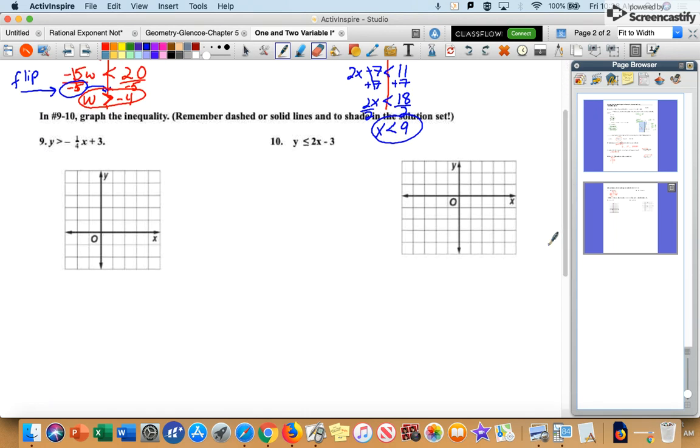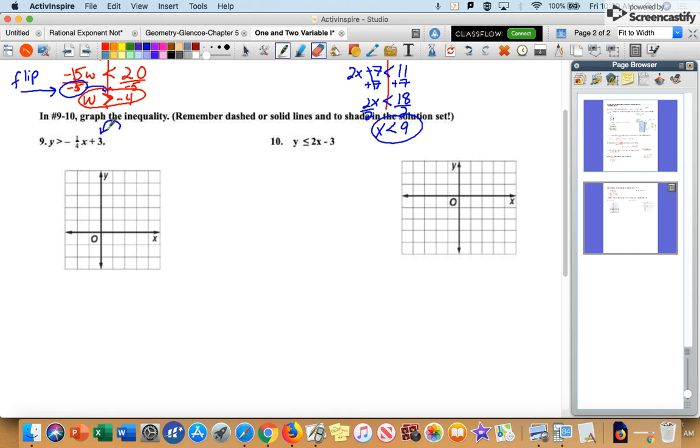Our last topic for our little mini assessment today is to graph a two-variable inequality. Notice now we have a y and an x, which means when we graph it, we don't have a number line anymore. We have a coordinate grid system with an xy axis. So now let's just think about how we graph a line. Think about when it's in slope-intercept form, what is your slope? What is your y-intercept? A y-intercept is a point, so we graph that first.